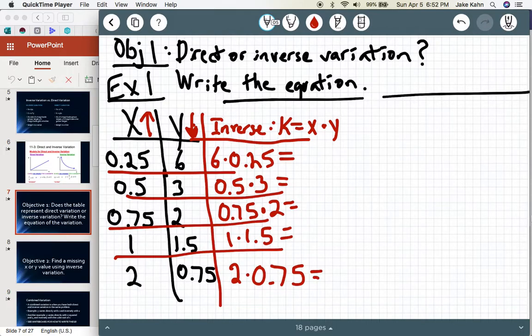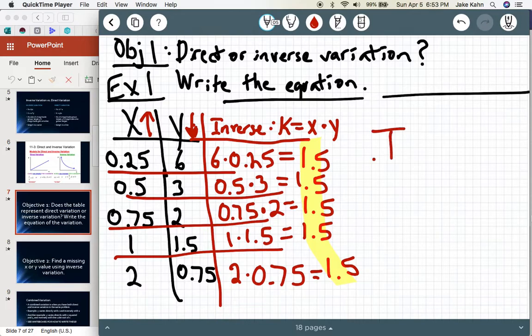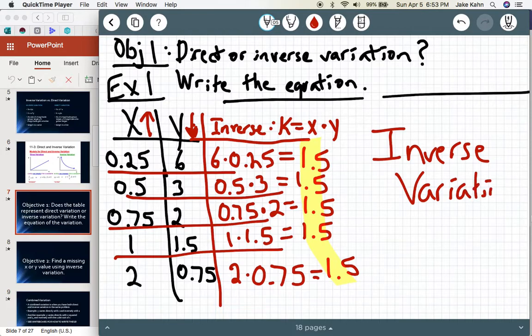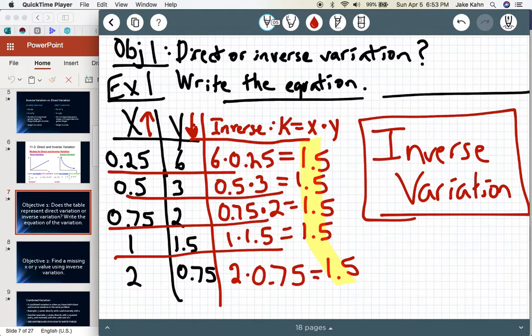Once you do that, I'm hoping that you see, hey, every single one of these multiplication problems comes out to the exact same value, which is 1.5. All of these values are the same. X times y is equal to 1.5 for every point in this function, which means that it is an inverse variation. So it's not direct, it's inverse, right?